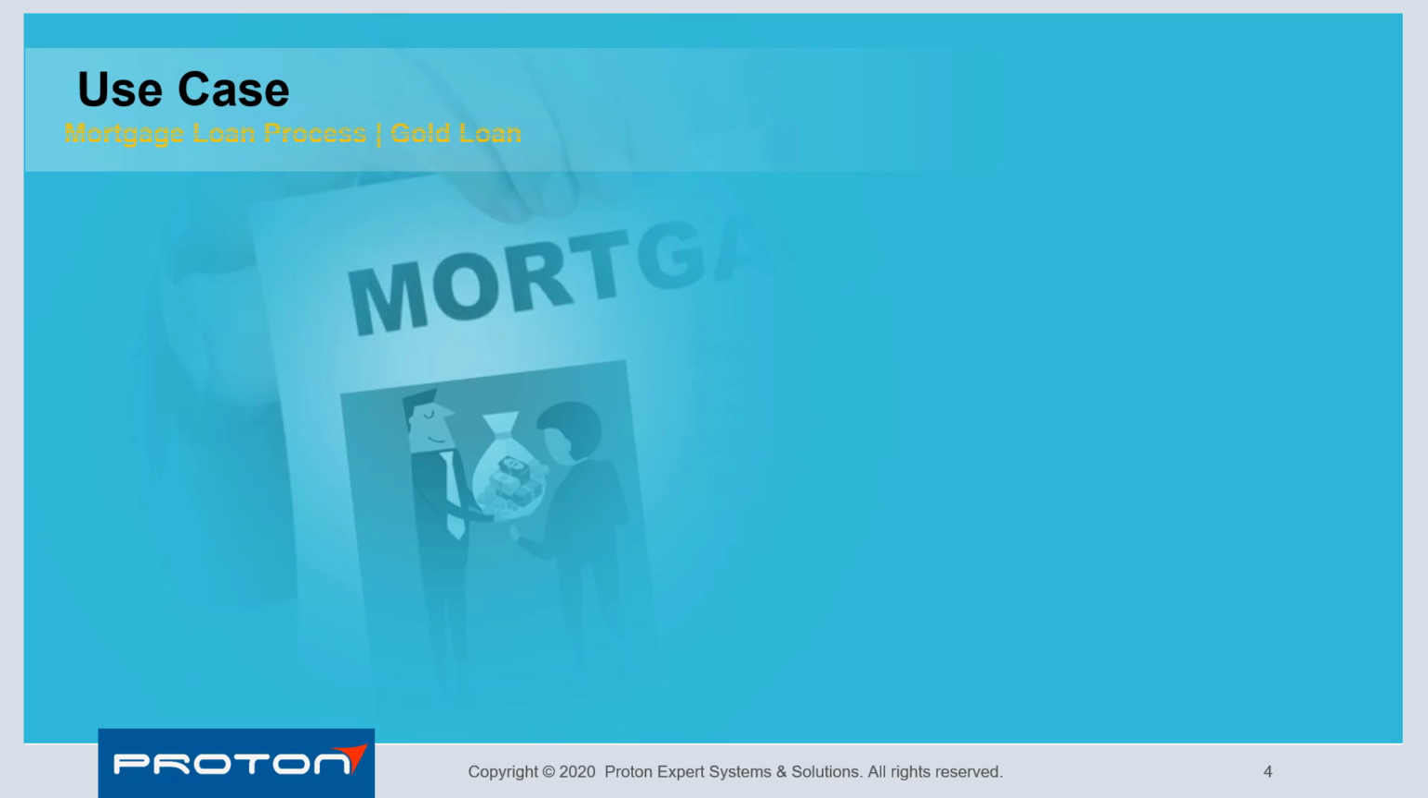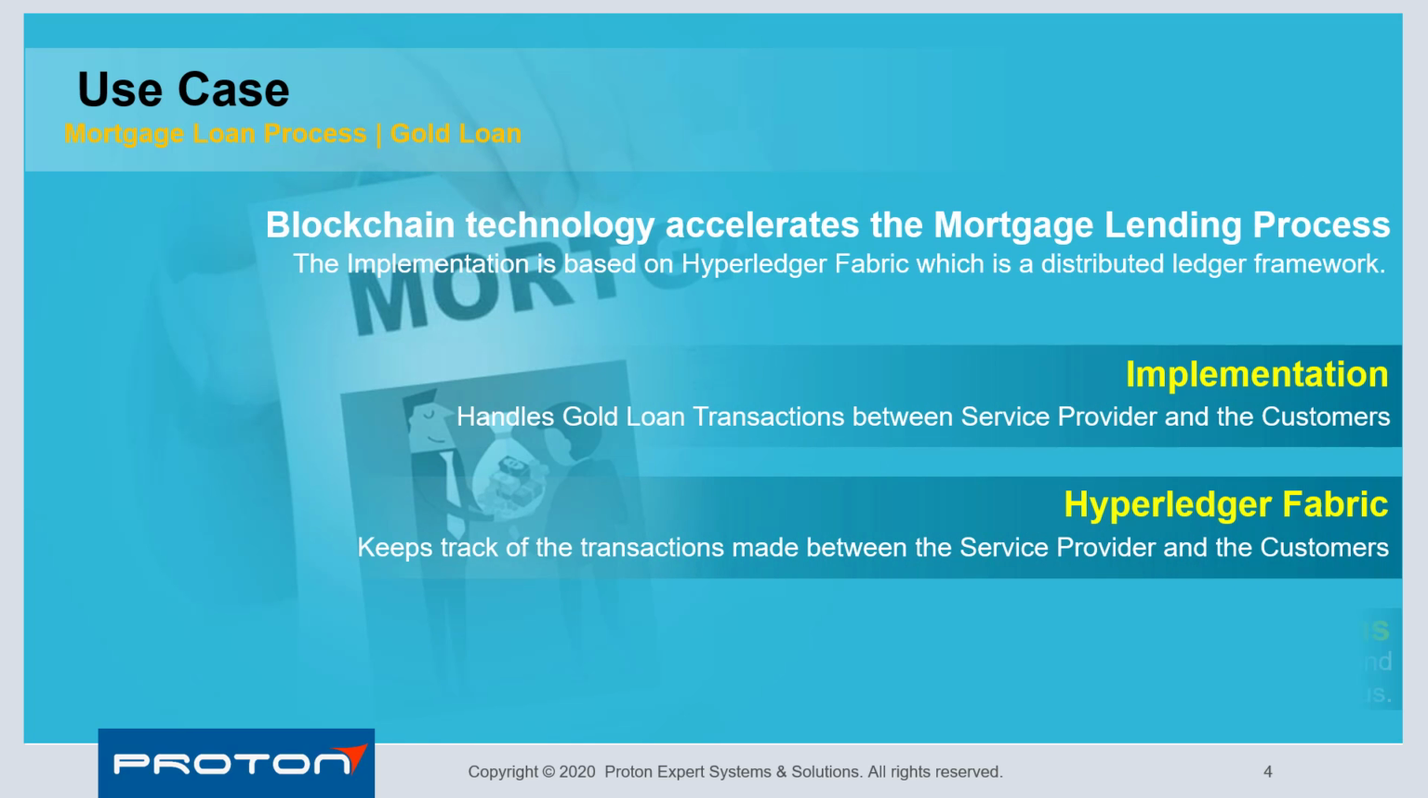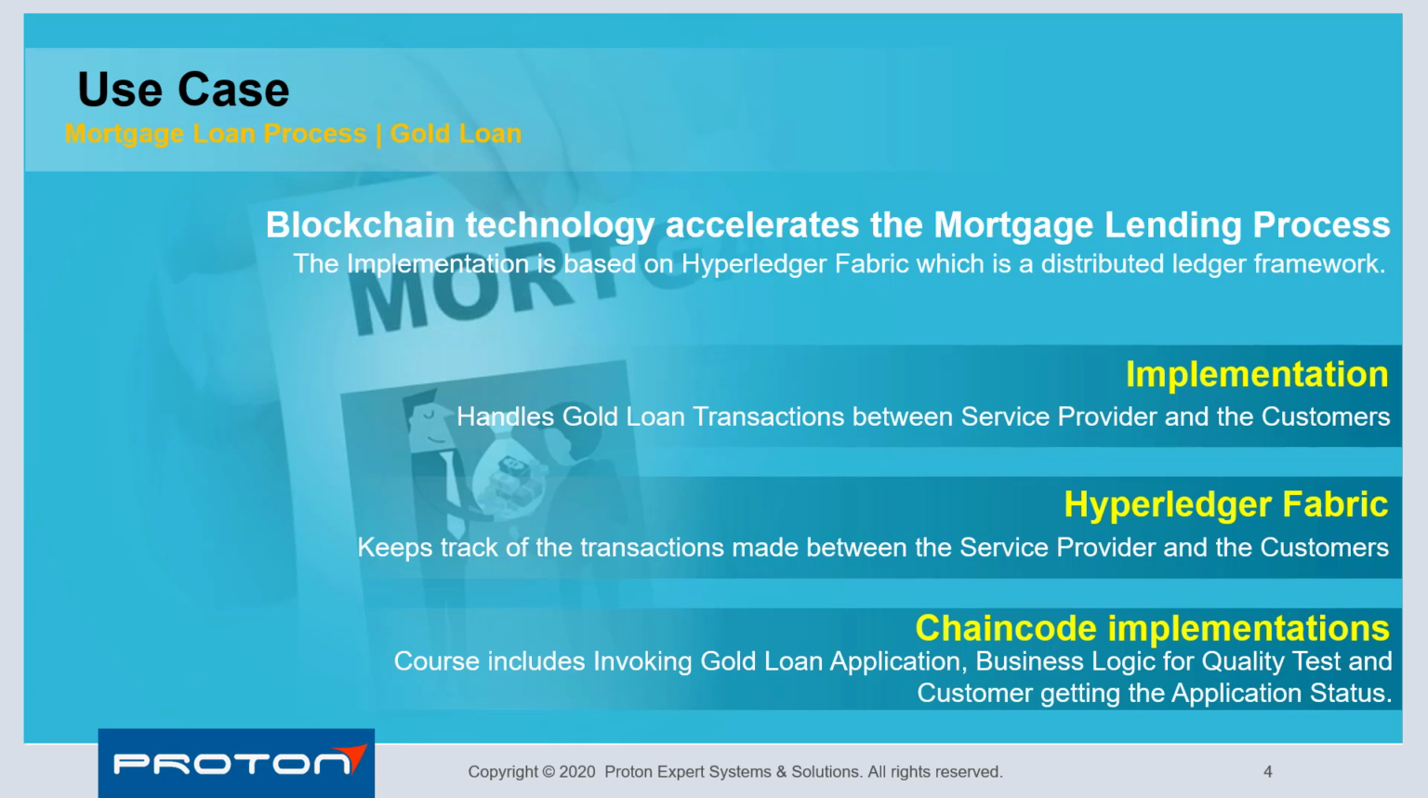Let us see the use case that we'll be using in this course. The blockchain technology accelerates the mortgage lending process. In this course, we will consider one such mortgage loan process, that is gold loan. The implementation is based on Hyperledger Fabric, which is a distributed ledger framework.